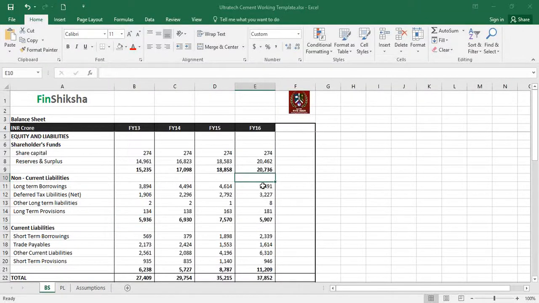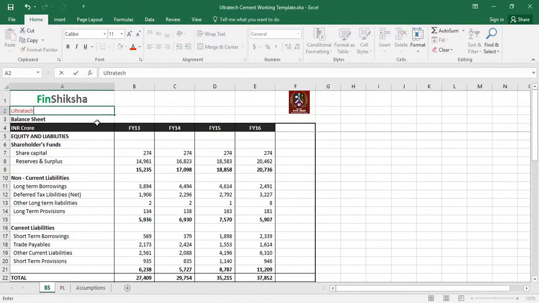Hi, in this video we're going to start discussing our valuation model for Ultratech Cement. Ultratech Cement is India's largest cement firm, and we are going to build a valuation model for this company. We already have a template which gives us the last 4 financial years of data for Ultratech Cement. This is standalone data, and we are going to look at how we build the consolidated data piece into this. So that's the data that is available.